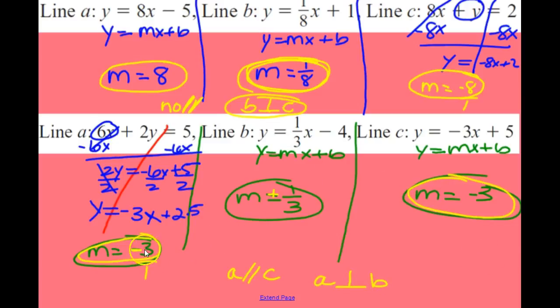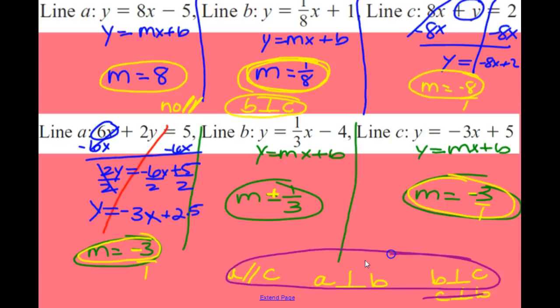But guess what? Isn't line C also perpendicular to line B? Because this is negative, this is positive, and 3/1, 1/3. So line B and C are also perpendicular. It doesn't matter which one you put first, we just normally put them in alphabetical order. So these two really mean the same thing. So we need all three of these written out for our answer. A and C are parallel, A and B are perpendicular, and B is perpendicular to C as well.